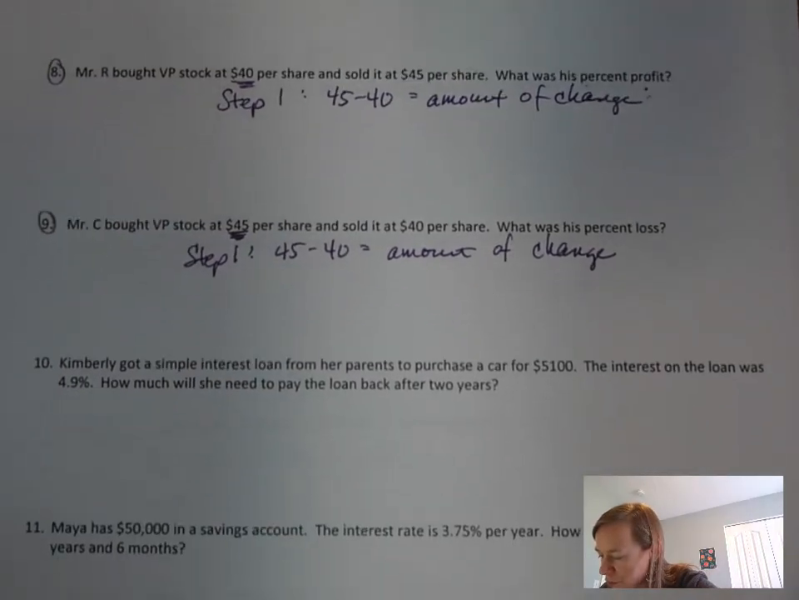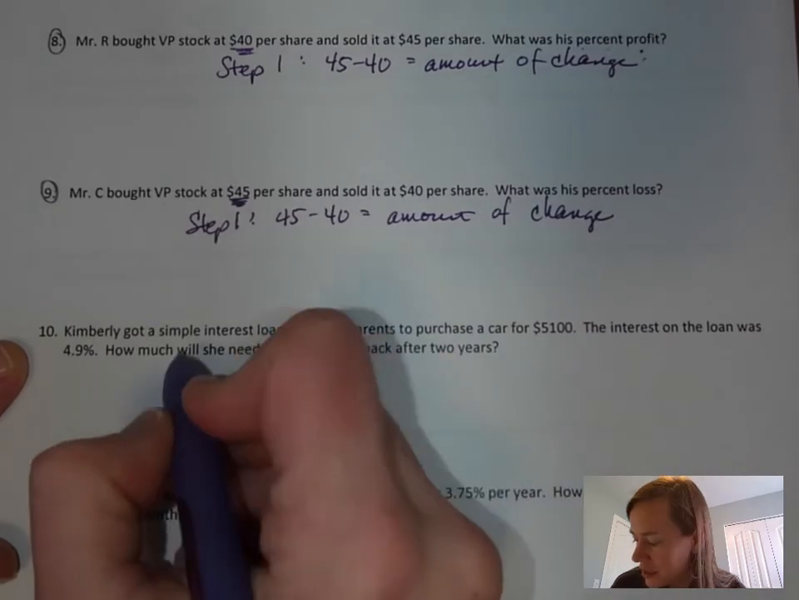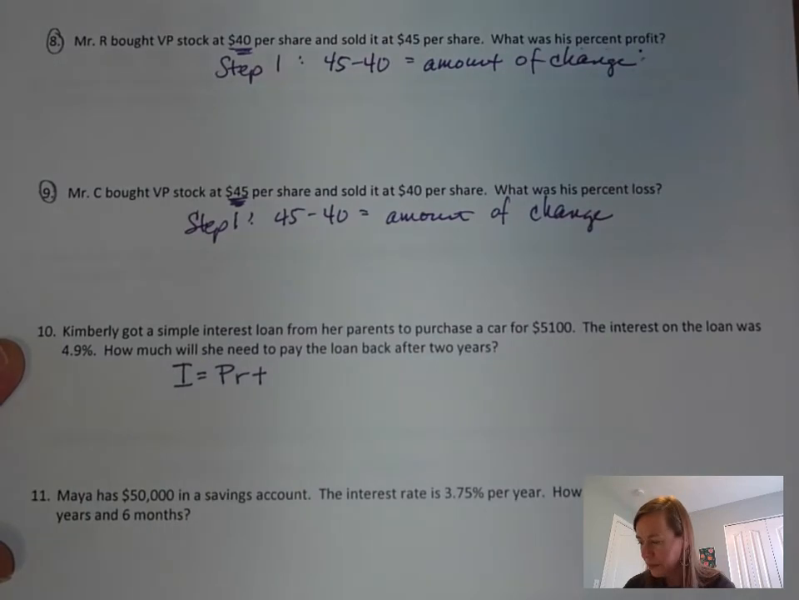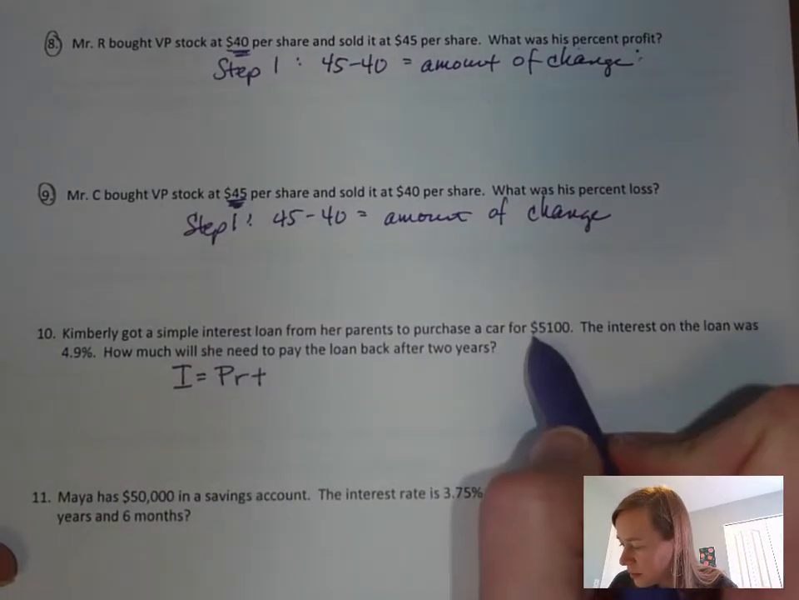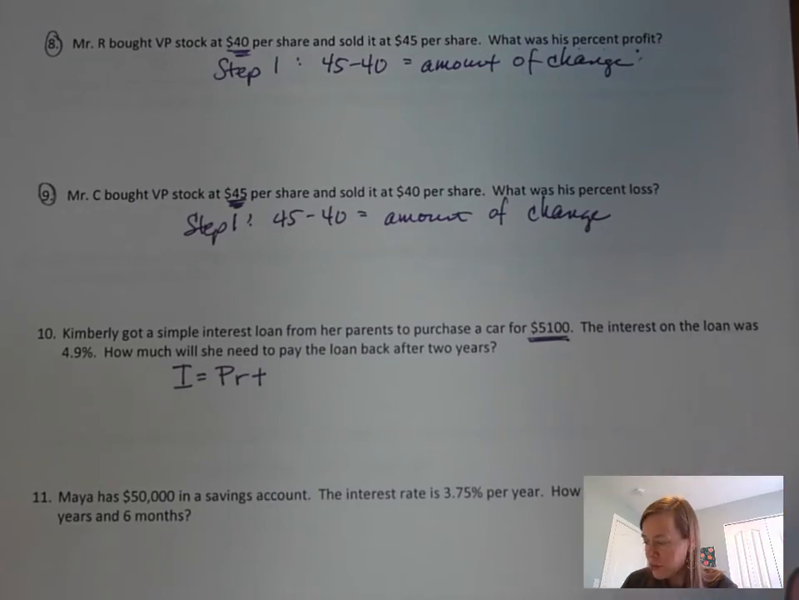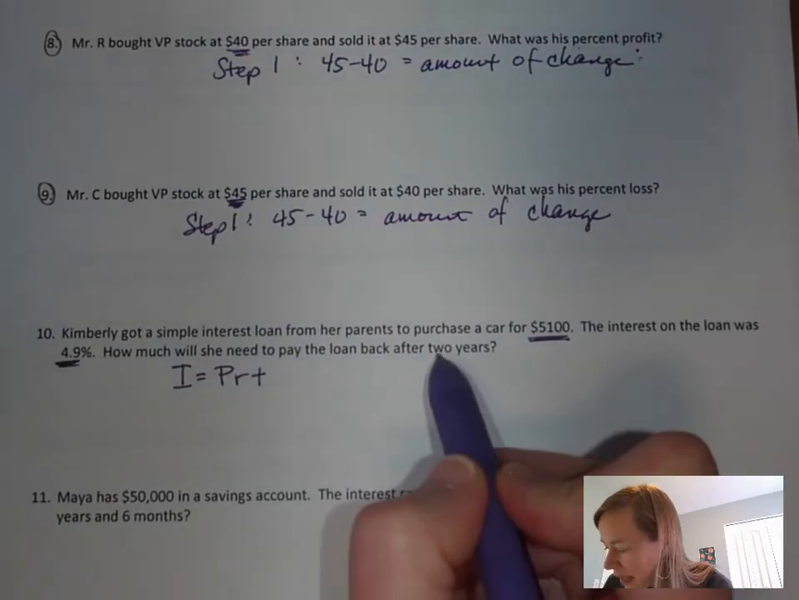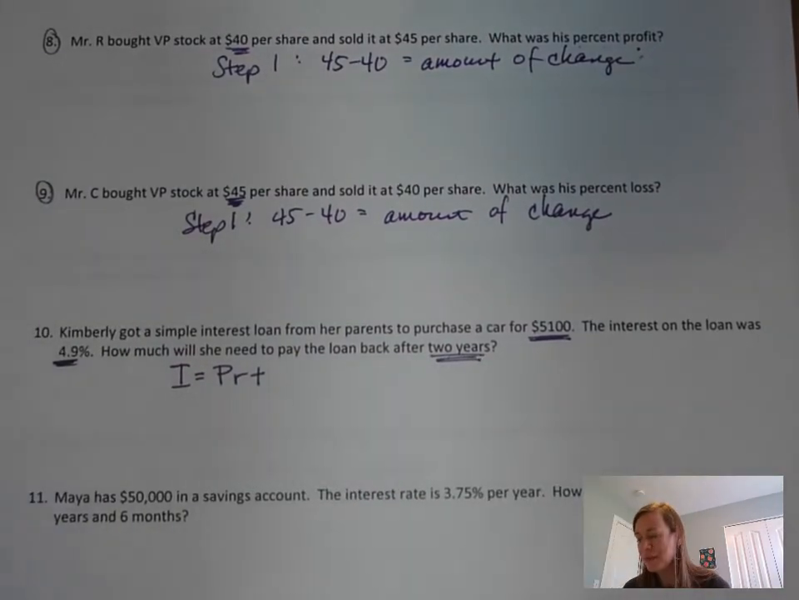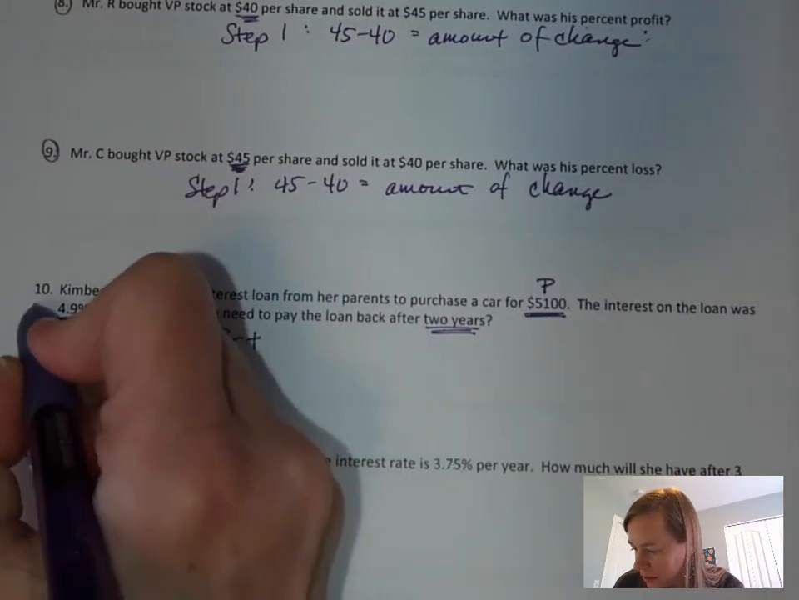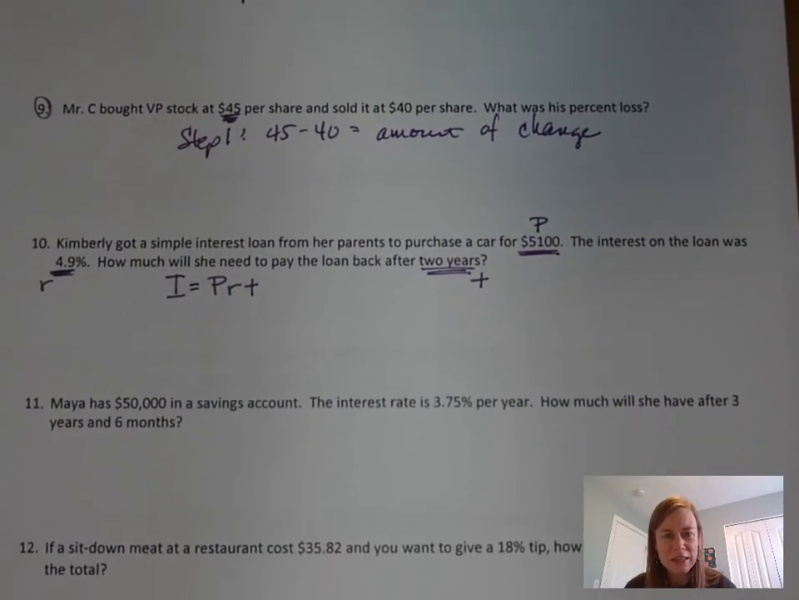And then as we go down here, we have simple interest problems. So remember your formula for simple interest. Interest equals principal times rate times time. So the principal is going to be this original amount she borrowed, okay? And the interest rate, the R, is going to be your 4.9%, and your time is going to be 2 years. And you'll be calculating the interest, which is this I. So P is here, R is here, and T is here. So I hope that pushes you in the right direction there.